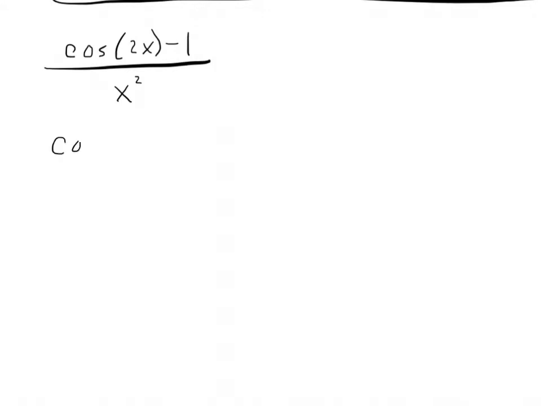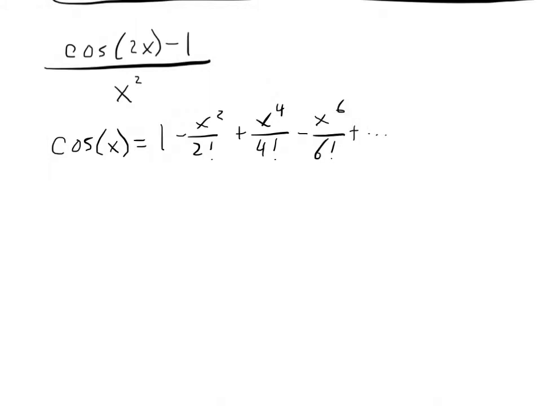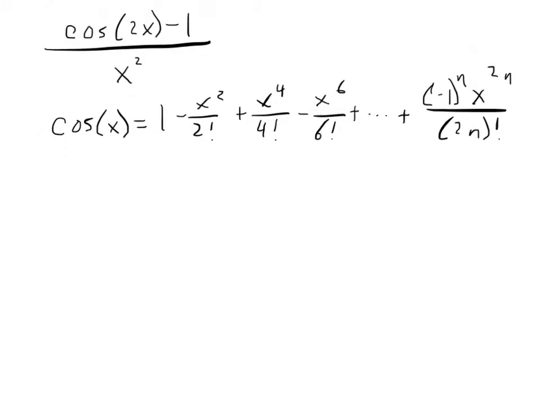So I always recommend starting with what the base series is, unless you know for sure what it is. So cosine is 1 minus x squared over 2 factorial plus x to the 4th over 4 factorial. I'll go ahead and put down the x to the 6th just because I want to. This is negative 1 to the n, x to the 2n over 2n factorial.